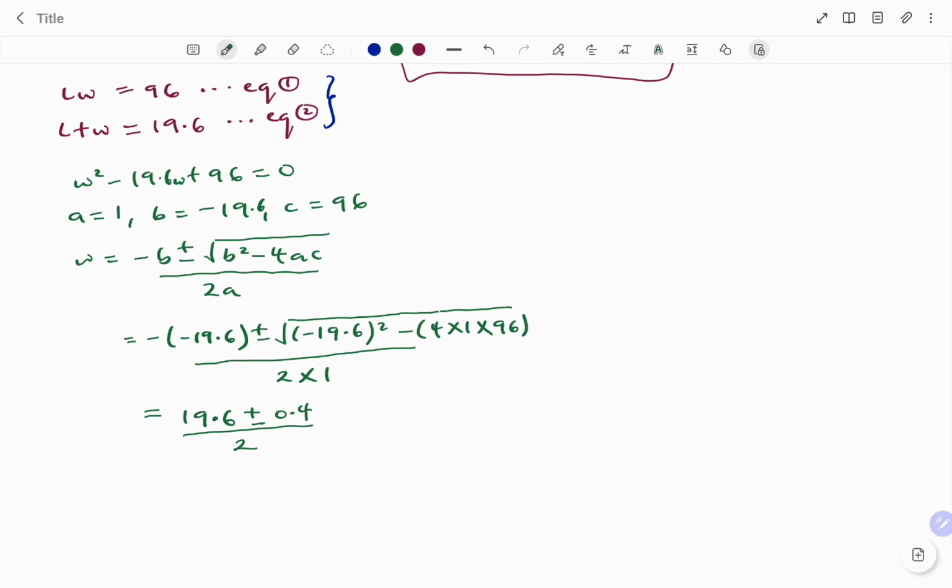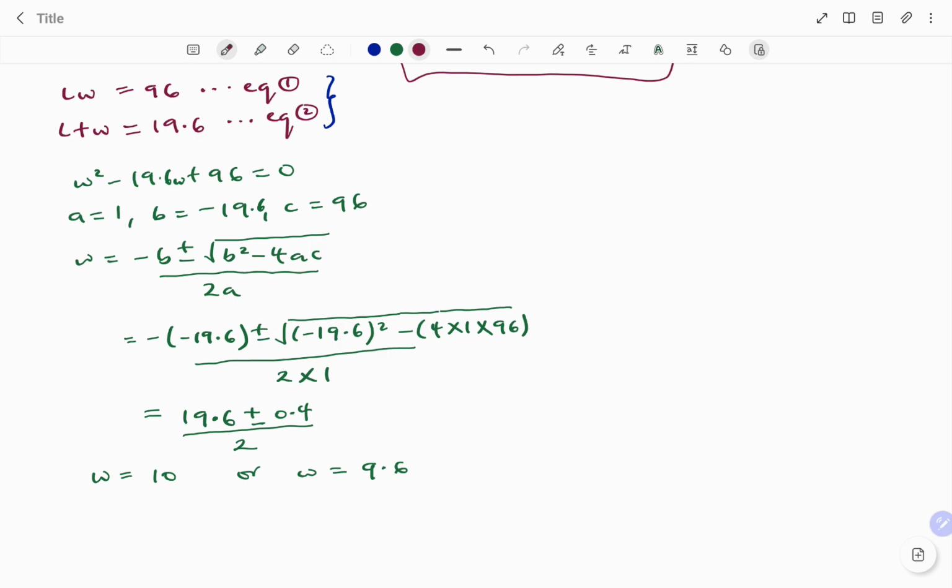So therefore, our width will have two values. We have the first one, width W equals 19.6 plus 0.4 divided by 2, that will give us 10. Or the width equals 19.6 minus 0.4 divided by 2, that will be 9.6. And for each value that we have for our width, we're going to have a corresponding length.